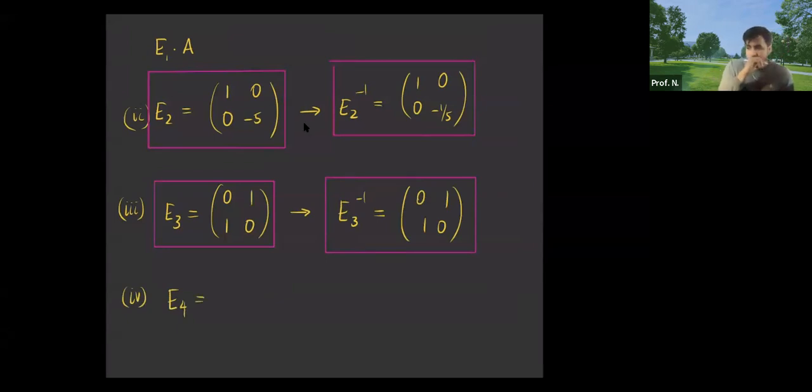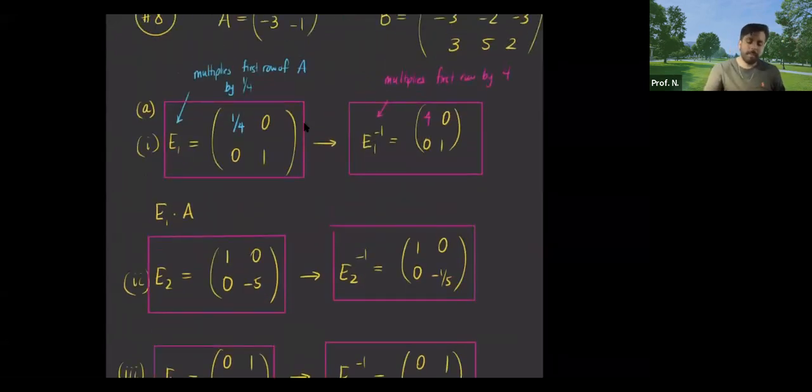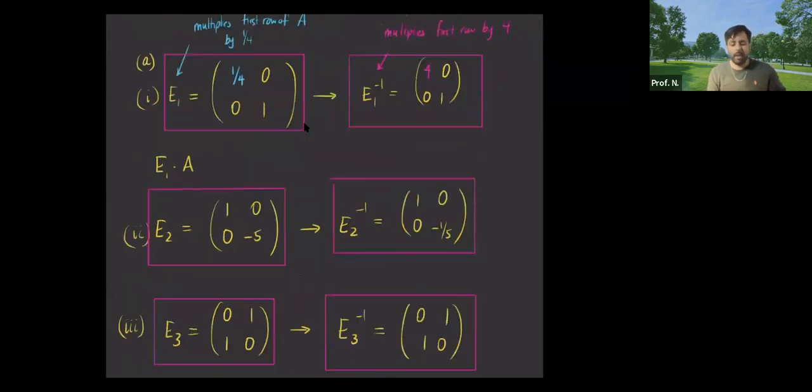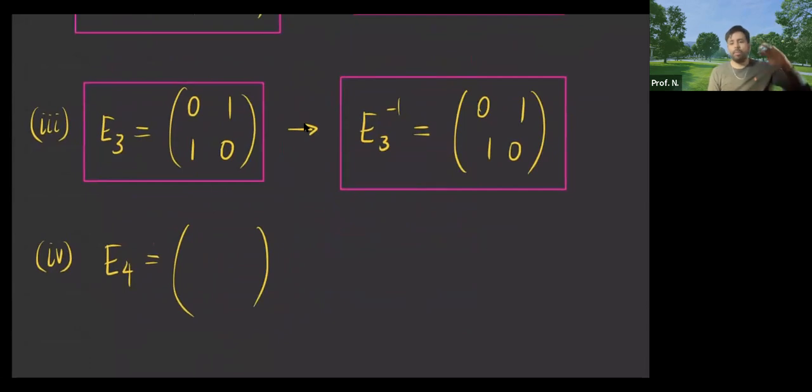E4. So now this one is adding 4 times the first row to the second row. This is probably the hardest one of the different kinds of elementary matrices. There's ones that just swap the rows. That's the easy one. There's ones that just multiply one row by a particular scalar, which is also simple because it's just replacing the diagonal entry with that scalar multiple. And then the hardest one is when you have to add a scalar multiple of one row to another one. So here I'm adding 4 times the first row to the second row.